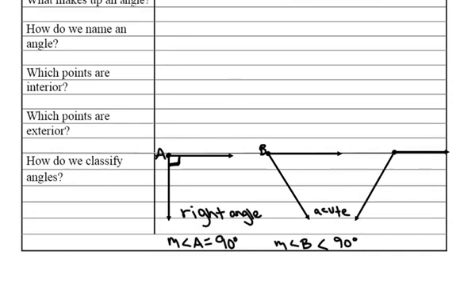And the final way to classify an angle is that if it's greater than 90 degrees, so let's say angle C here is greater than 90 degrees, we would call it an obtuse angle. So we would say the measure of angle C is greater than 90 degrees.